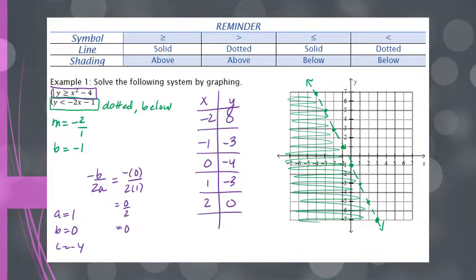Okay, so before I actually graph anything, I want to talk about the line and the shading. This one has the equal to bar underneath, so this is going to be a solid line. And then the shading, since it's greater than, will be above the graph. And this is going to look a little different because it's not a line anymore now, it's a parabola.